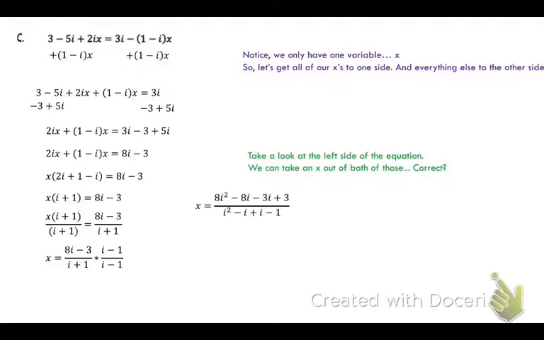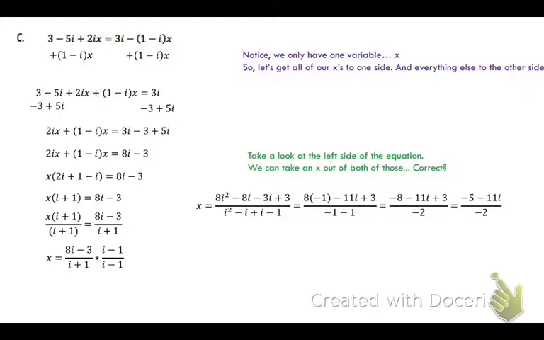When you multiply that out, you can use distribution, you can use the box. It doesn't matter. But you'll end up with 8i squared minus 8i minus 3i plus 3 on the top, i squared minus i plus i minus 1 on the bottom. Remember, i squared equals negative 1, so I'm just going to plug negative 1 in for i squared. You end up with negative 8 minus 11i plus 3 over negative 2. Combine your like terms there. You get negative 5 minus 11i over negative 2.